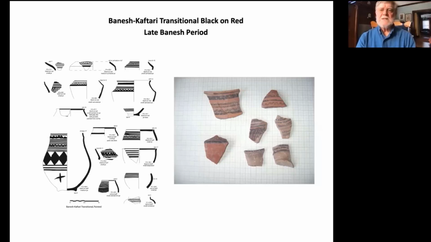Thin and well fired, but the design elements are very familiar from main Kaftari black on buff pottery. And the surface appearance of the pottery, with the black paint over a matte red slip, is reminiscent of a lot of early Kaftari pottery in particular. So it has a distinctive paste, but design elements and technical elements of slip and painting that we see regularly in later Kaftari period ceramics.